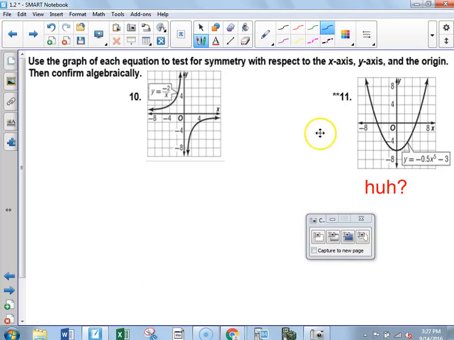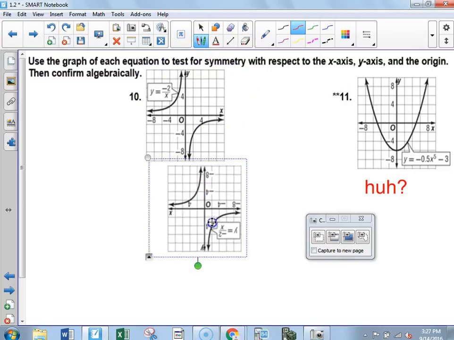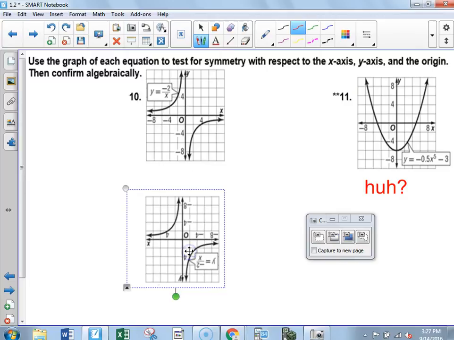Number 10, what do you think? Even would be fold across the y. If you try to fold this across the y, this branch is going to end up over here. Does that land on top of itself? This branch is going to end up over here. So that doesn't work. It's not even. Is it odd? Look, I have my technology going for you. Is it still the same?